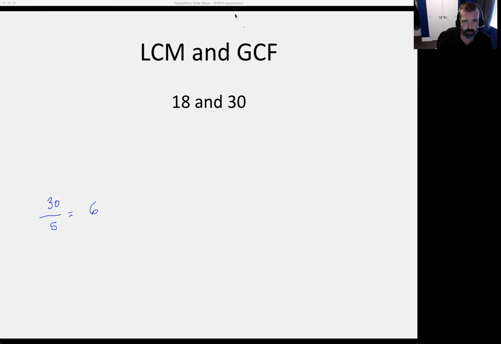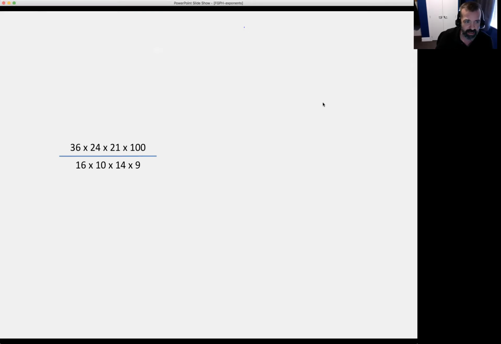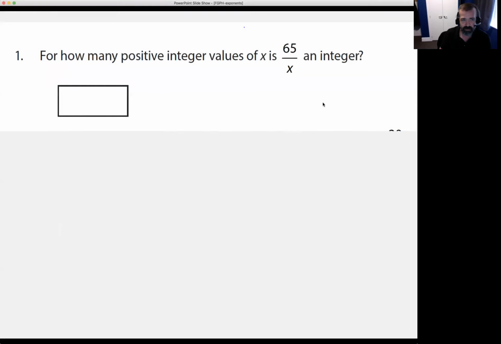Okay. So that means this is another way that things are expressed on the GRE. Let me show you an example. Blank over blank is an integer means that 5 is a factor of 30, and 30 is a multiple of 5. One of the ways our test writer deals with this concept is by asking questions like this: For how many positive integer values of x is 65 over x an integer?